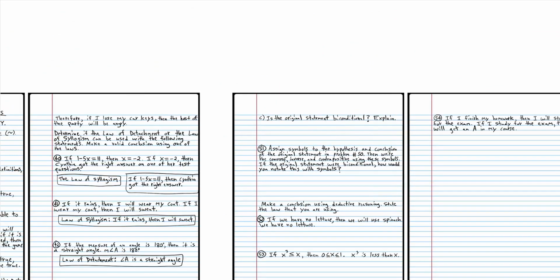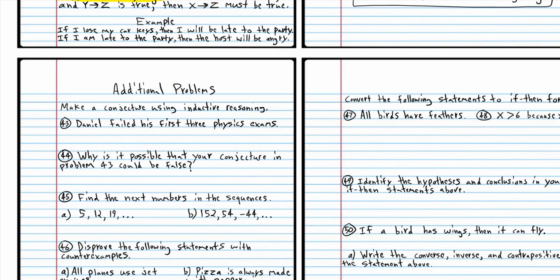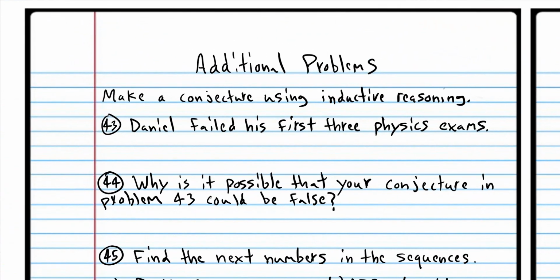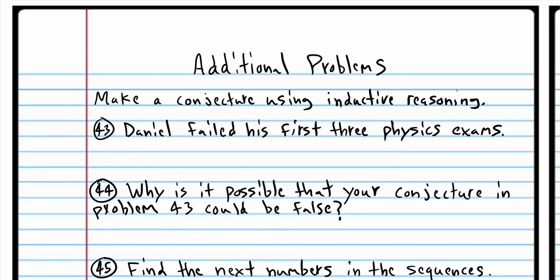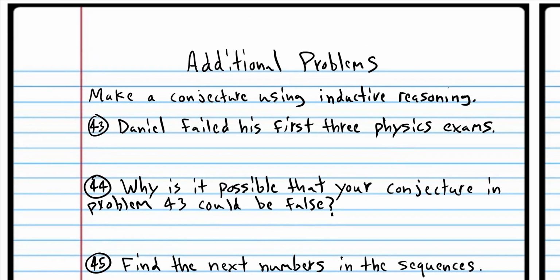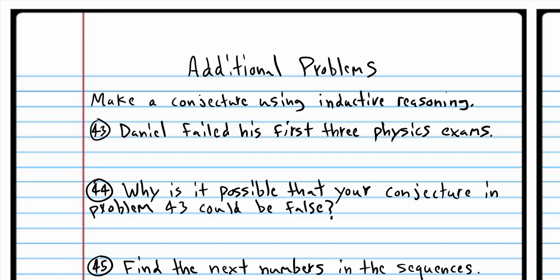All right, on to 43. So we're pretty much done at this point. We're just going to do some additional problems just to make sure that you got this stuff before you do your homework. All right, so now we're going to make a conjecture using inductive reasoning.